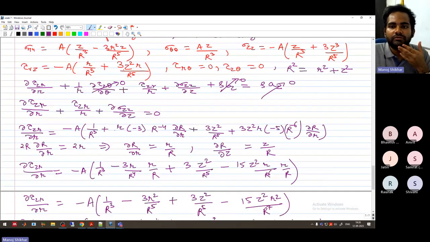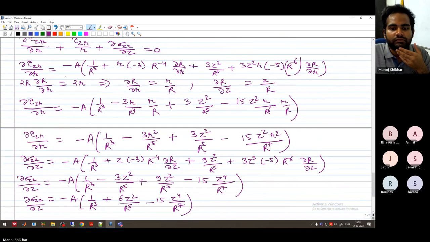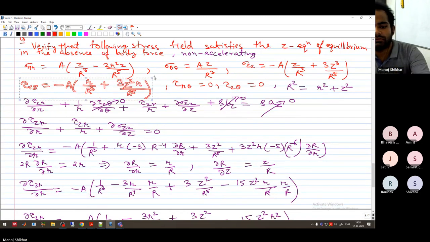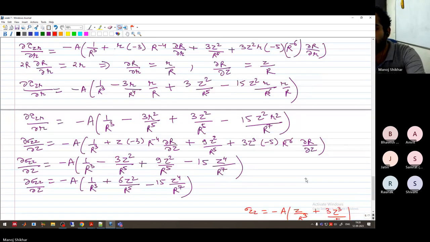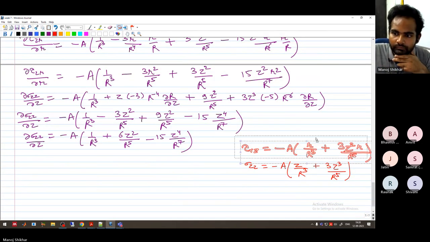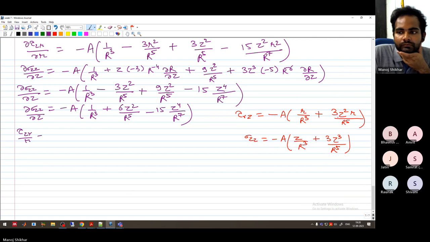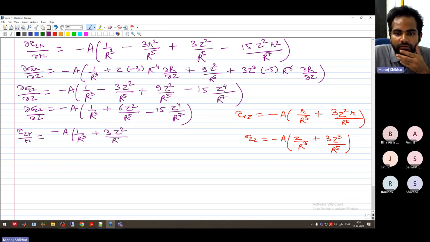And there is one other term also, tau ZR upon r. From here we know that tau ZR upon r is minus A times 1 by R cube plus 3Z square by R to the power 5.